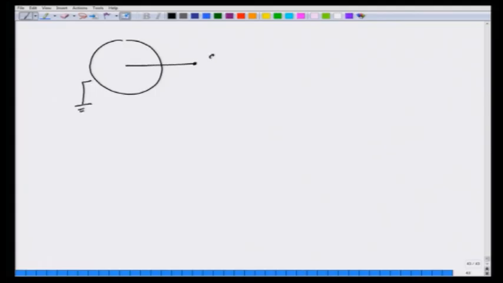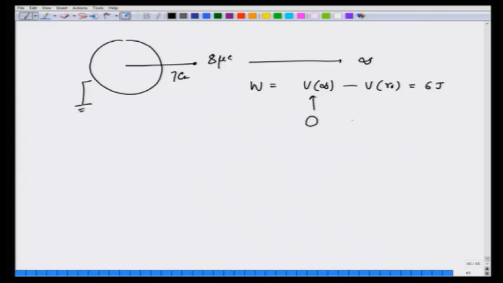So, what we have shown is that if I have this metallic sphere which is grounded, and if I take this charge of 8 microcoulombs from 7 centimeters to infinity, the work done, which should be equal to V at infinity, potential energy at infinity minus V at this point r 0, is equal to 6 joules. Taking V infinity to be 0, I get the answer V R 0 is equal to minus 6.0 joules, and that is the answer.